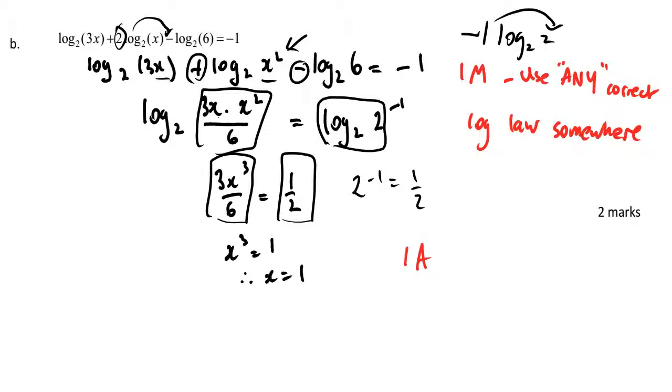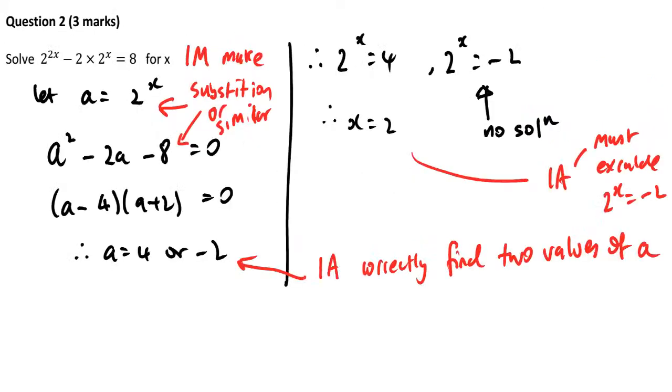Now let's have a look at the marking scheme for this question. So you can see that it says one method mark was allocated for getting any correct log law somewhere. That's pretty generous. So long as you had a correct law somewhere, you were given a mark, and then one answer mark for getting the correct answer, of course.